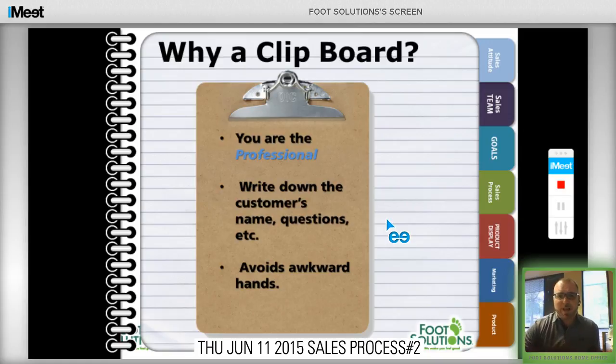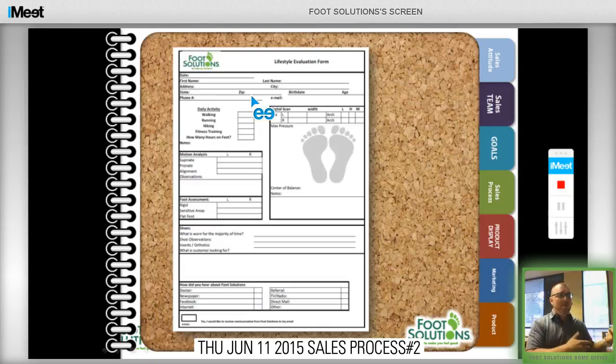What should be on that clipboard? It should be the lifestyle evaluation forms. Every person has them. It should also have a chart so they can count how many people they talk to for the day. That's the lifestyle evaluation form. It's there on the clipboard. You see a customer walking, you grab the clipboard, you walk up to the customer, you greet them. Hi, welcome to Foot Solutions.